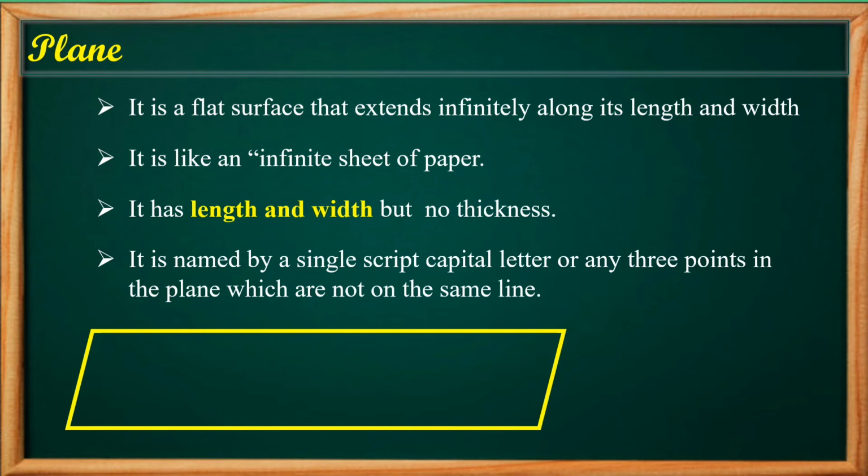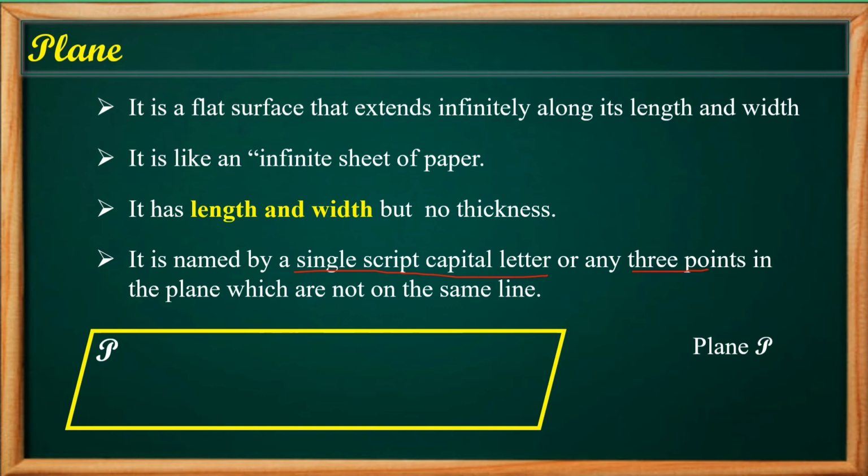Now, kapag sinabi nating naming the plane, una, single script capital letter. Ayan. Single script capital letter. Kung kanina, single script small letters, yun ang sa line. But this time, sa plane naman, it is capital letter. Ayan, example, we have here that point or P, letter P, capital letter P, then that plane is named as plane P.